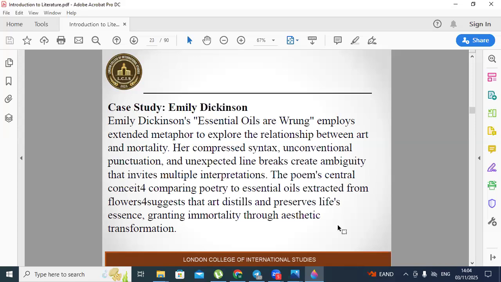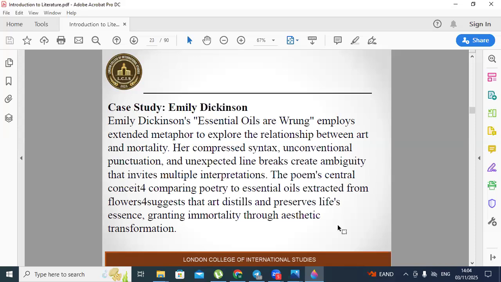Similarly, poets and poetry distill and preserve life's essence, granting immortality through static transformation. The poem suggests that while physical life is temporary, flowers die, bodies decay, art transcends mortality. The essential oil outlasts the flowers. The poem outlasted the poet. This is a common theme in poetry: art as a means of achieving immortality.